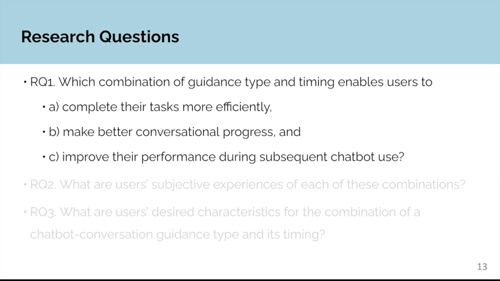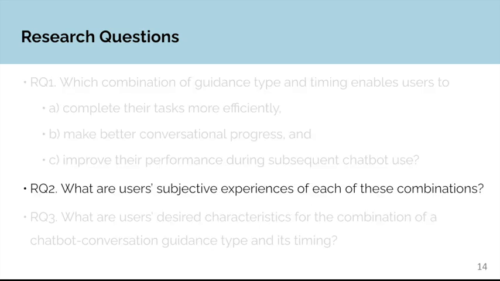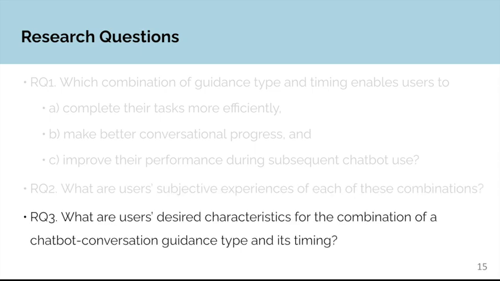We developed chatbots equipped with one of the 8 possible guidance combinations to answer 3 questions. The first question is about users' efficiency and improvement in performing tasks. Improvement is key here, as we believe that successful chatbot guidance should assist users to know how to achieve subsequent tasks once they read the guidance. The second question is related to users' experience of these combinations. The third question is linked to users' desired qualities for chatbot guidance.